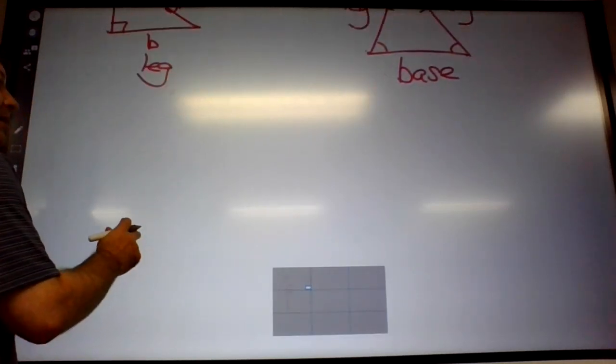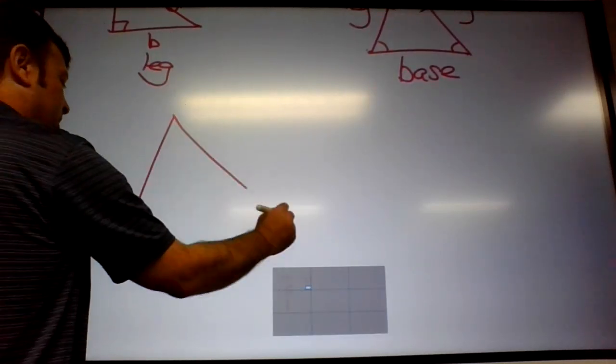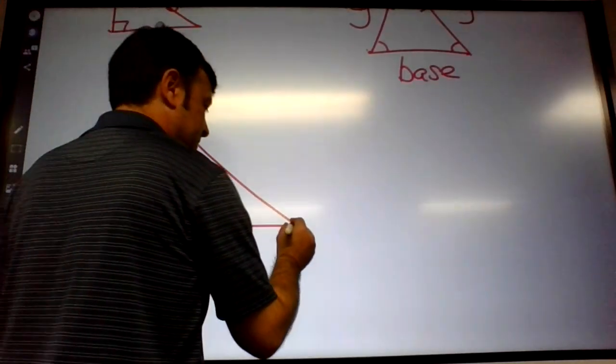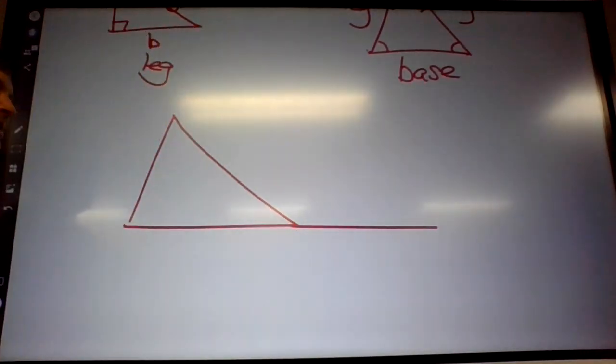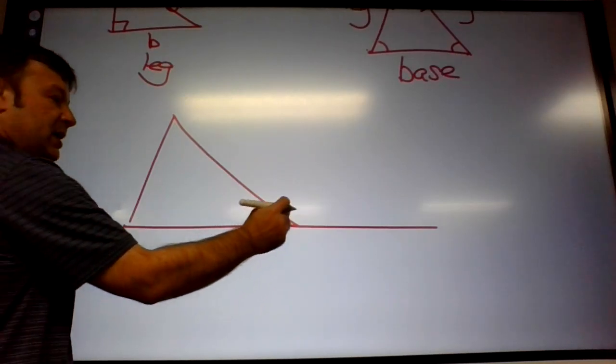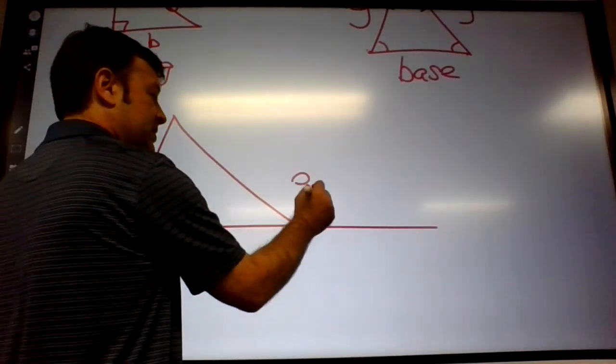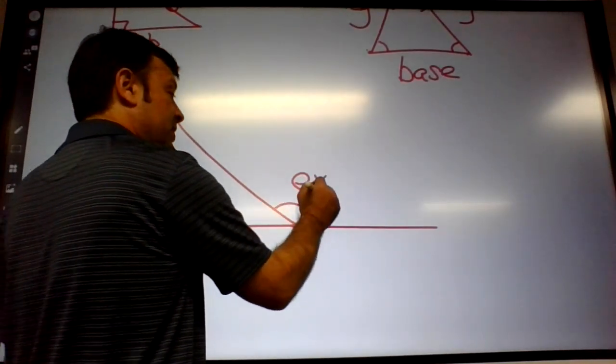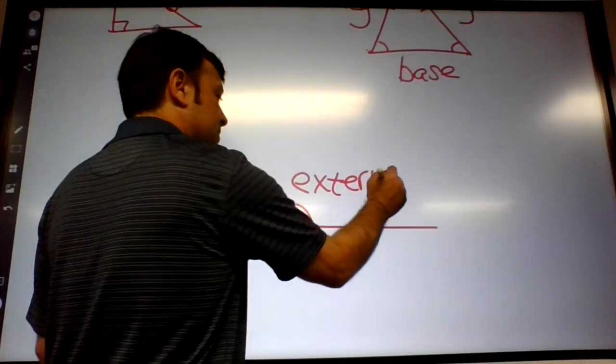It's okay. Okay, and one more thing, last thing. When you extend the side of a triangle, it could be any shape, it creates an angle, and this angle outside here is called the exterior angle.